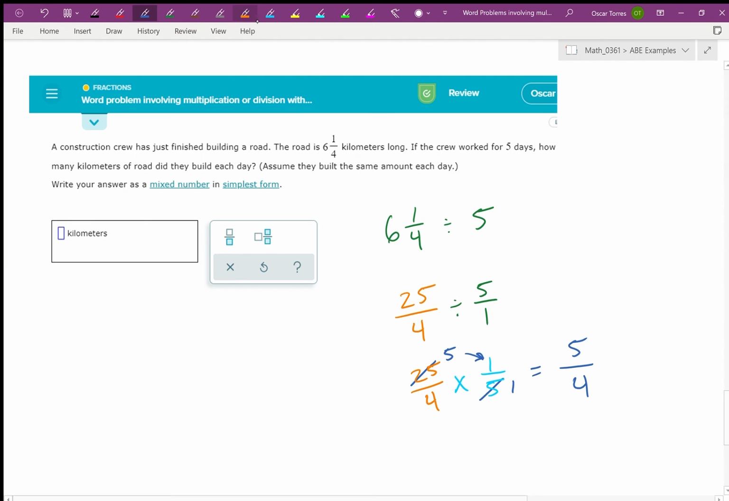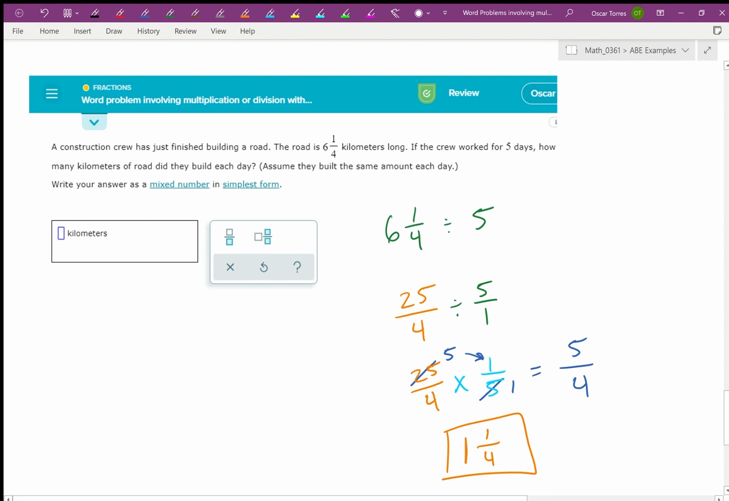So we're almost done. The last thing that we need to do is turn this improper fraction back into a mixed number. So we need to do the division. This is 5 divided by 4. So 4 goes into the number 5 one entire time, and we're left with a remainder of 1 out of those 4. So the final answer is 1 1/4.